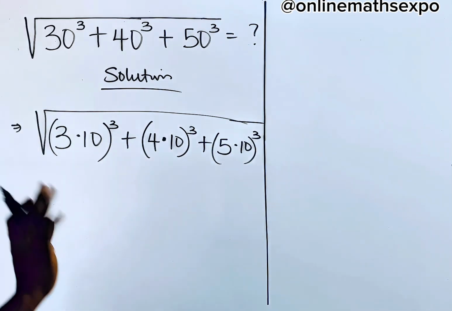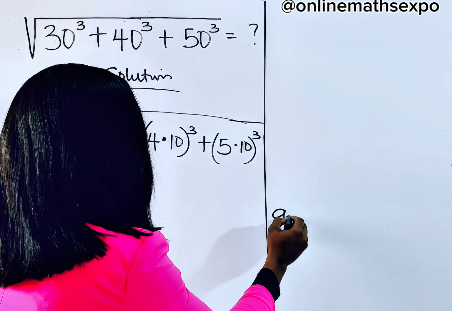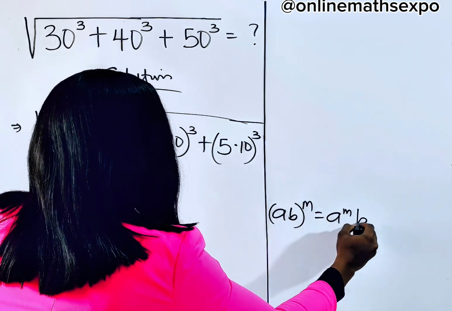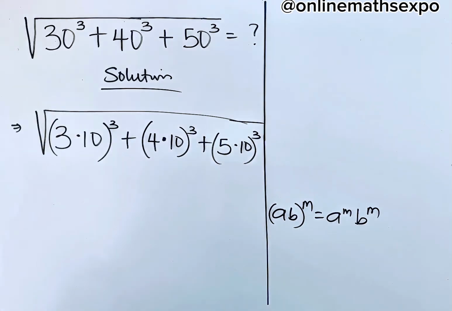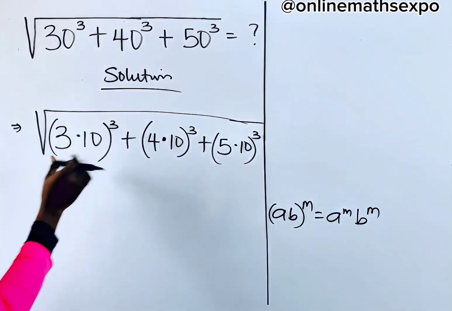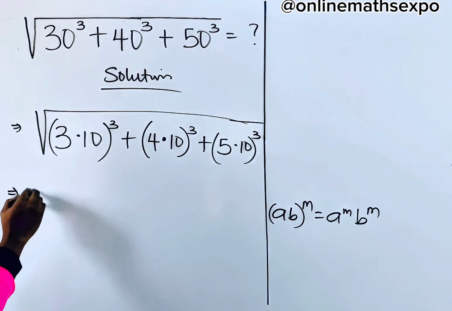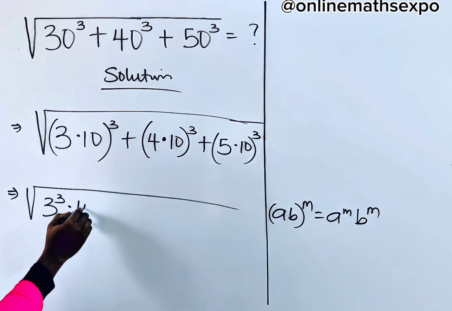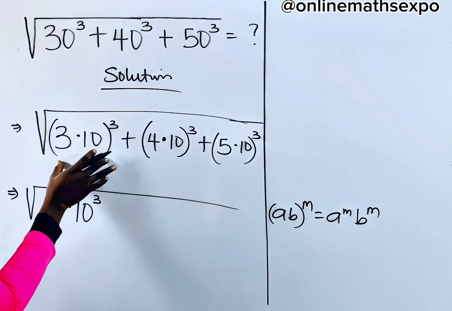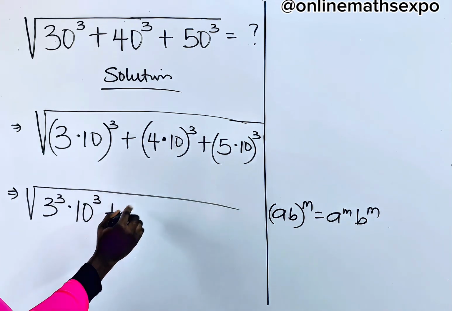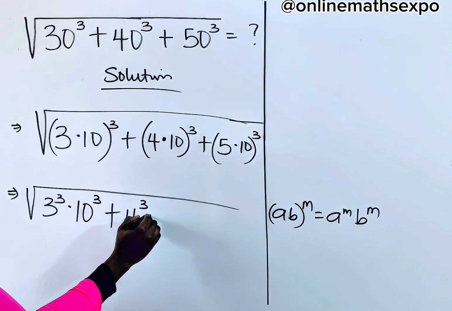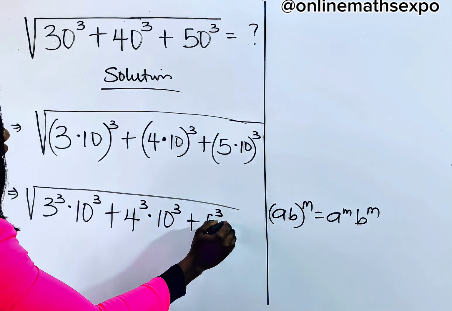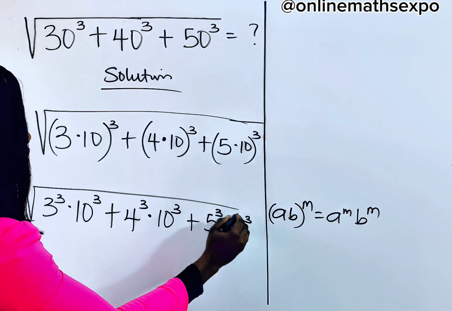So what do you do next? Just quickly remember, for every (ab) raised to the power of m, it is a to the power of m times b to the power of m. Okay, so we're going to apply this here. This is the same as 3 to the third power multiplied by 10 to the third power, plus 4 to the third power multiplied by 10 to the third power, plus 5 to the third power multiplied by 10 to the third power.